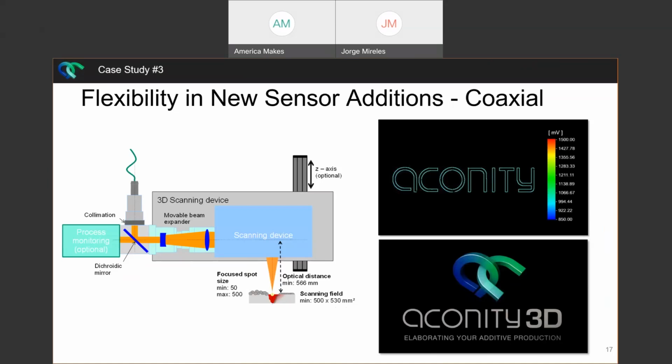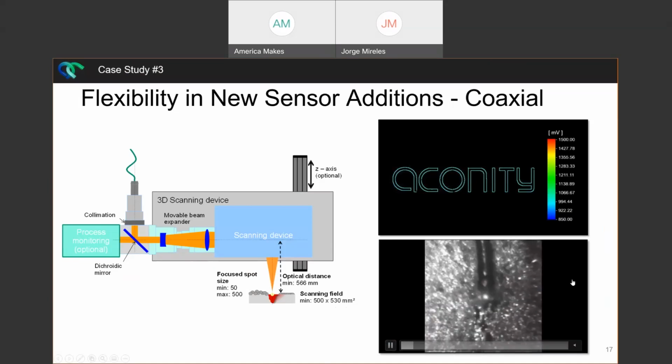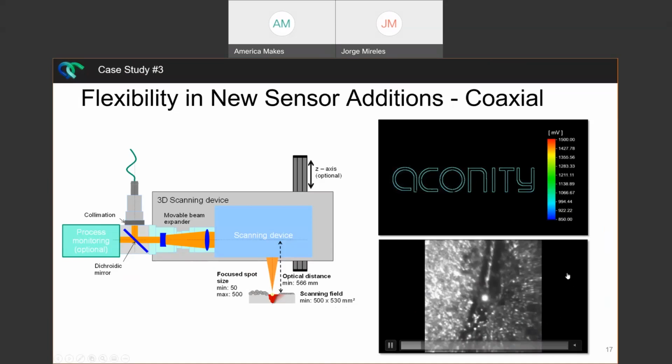So this first one shown here in this slide is coaxial monitoring, which basically splits the laser signal right here with a beam splitter, and then applies process monitoring on the back end, so it's able to look into that emission. So two options that have been applied here are pyrometry, as shown by the top right, and then, let me play that video, the bottom right, high-speed camera imaging.